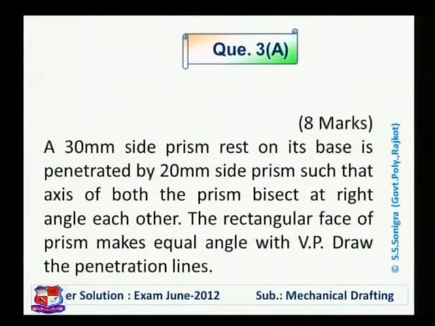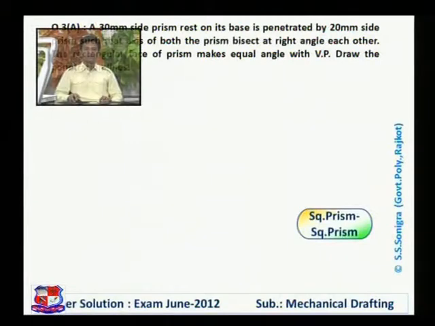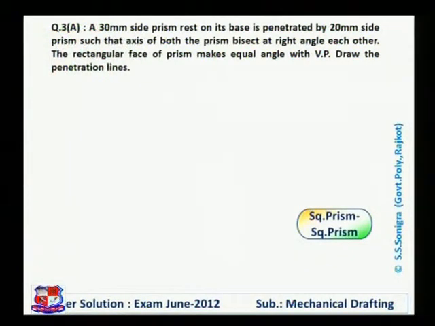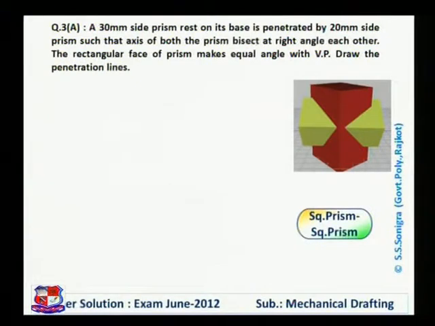Draw the penetration line. Here the prism dimensions are given to us, square prisms are there, and both prisms bisect each other. So it's a problem of square prism and square prism. It's like this. Two square prisms are there, a 30 mm side square prism rests on its base. It is penetrated by a 20 mm side prism such that both the axes bisect each other.